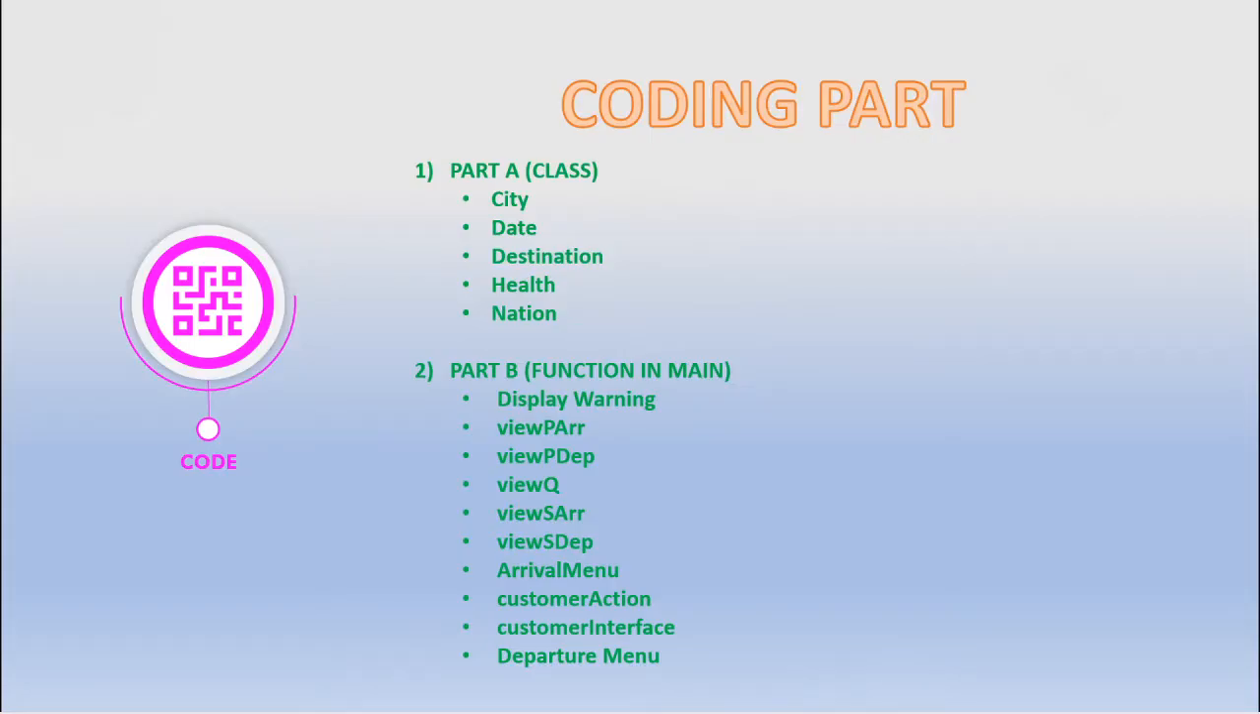Now, I will go to the coding part. In the explanation of the coding part, I will split it into two parts, which are part A and part B. In part A, I'm going to discuss the code in the classes, such as city, date, destination, health, and nation. In part B, I will focus on functions in the main, which are display the warning, view passenger arrival, view passenger departure, view quarantine center, view staff arrival, view staff departure, arrival menu, customer action, customer interface, and departure menu.